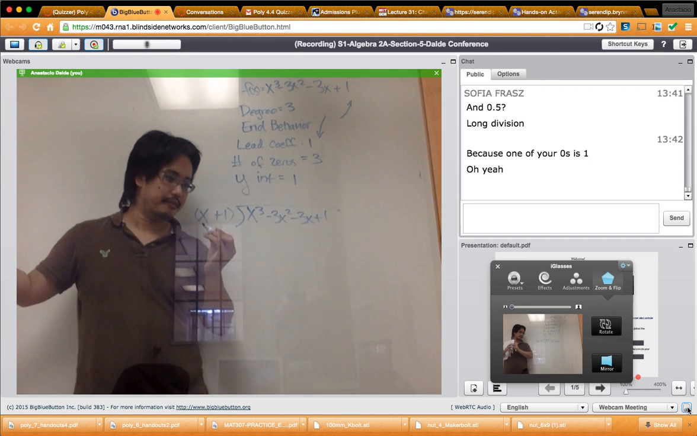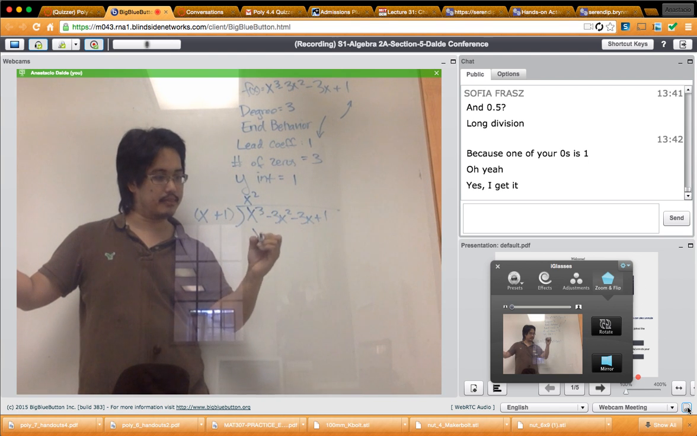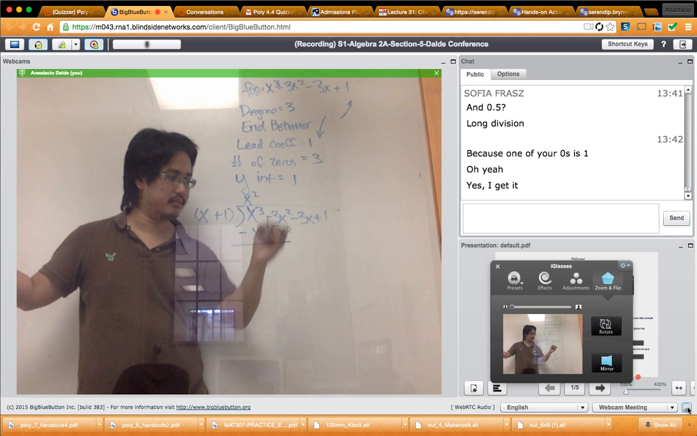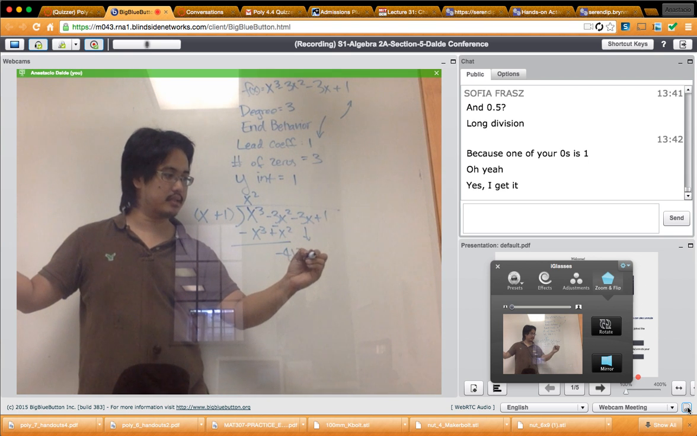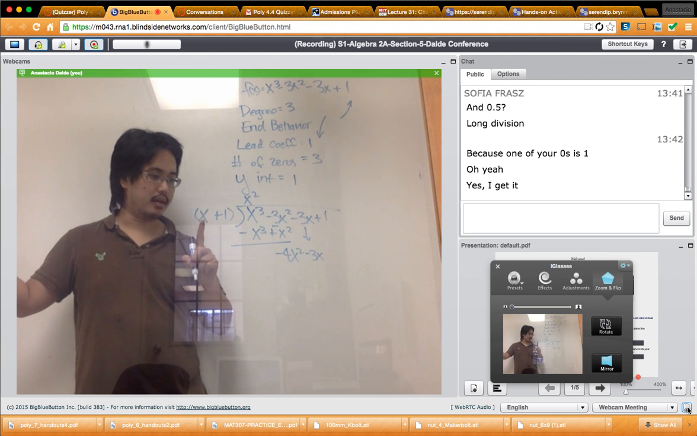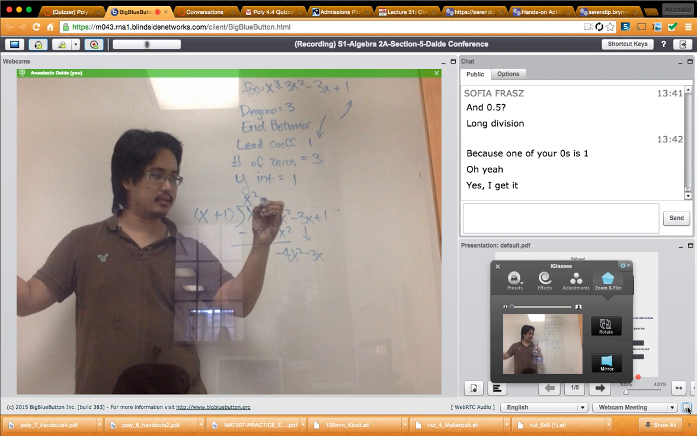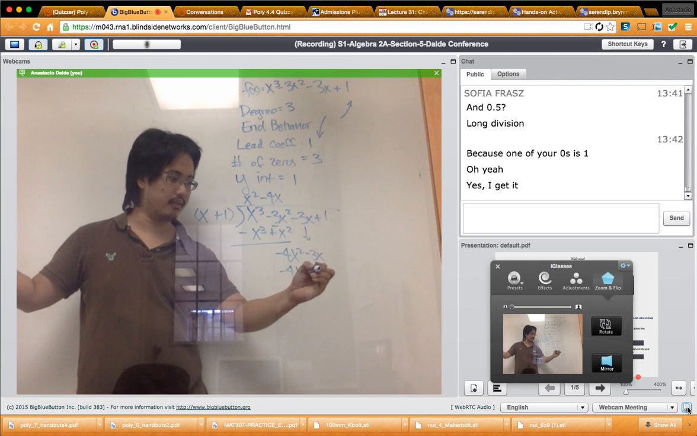Okay, x plus 1, so I need to multiply this by x squared. This becomes x cubed. This becomes plus x squared. Subtract, subtract. There we go. This becomes -4x squared. This becomes 0. I'll drop down that -3x. I'm doing this kind of quick. I apologize, but all right. I've got to multiply this by -4x to make it happy. So then this becomes -4x squared minus 4x.